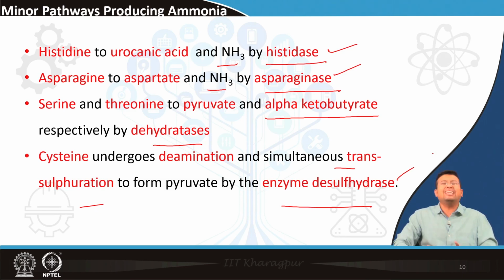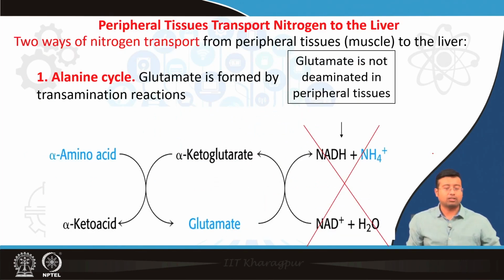So these are all very minor ways of production of ammonia, the major ways being production of ammonia directly by oxidative deamination, that is from glutamate by the enzyme glutamate dehydrogenase or GDH, and by breaking down of glutamine by the enzyme glutaminase. Alright. So till here, if all the sources of ammonia are clear to you, we can now move into the next part of the lecture, which deals with how this ammonia, whenever it is produced, is disposed.